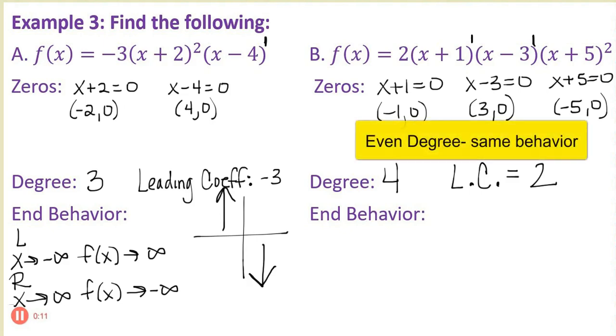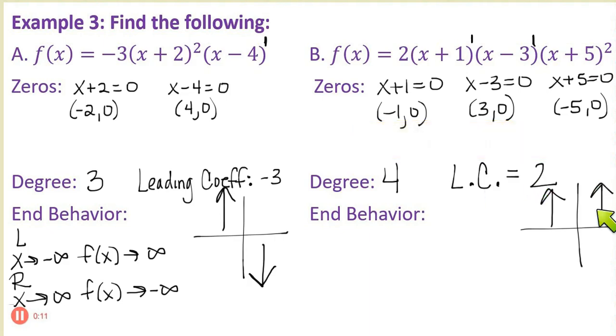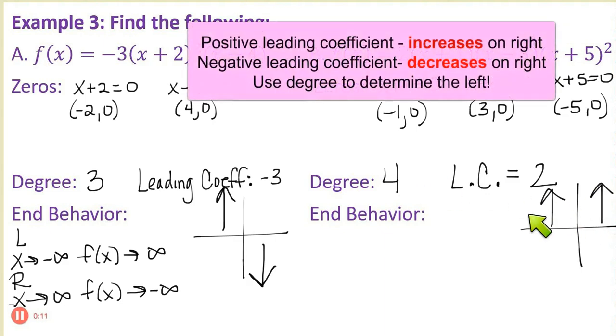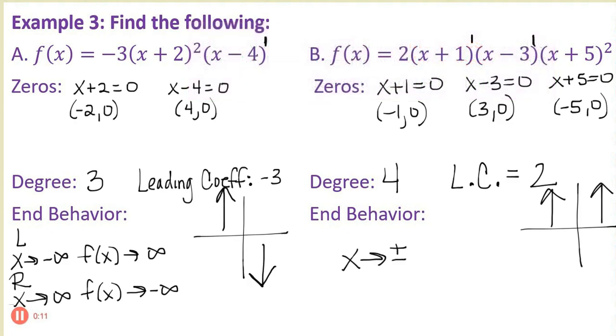So my end behavior, because my leading coefficient is positive, that means it's going to increase on the left. And because it's an even degree, it's going to do the same thing. Because my leading coefficient is positive, that means it's going to increase on the right. And because it's even, it's going to do the same thing on the left. So on both sides, it is going to rise. So I'm going to just write this as one behavior because it is the same. So as x approaches positive and negative infinity, f of x is going to increase and approach positive infinity.